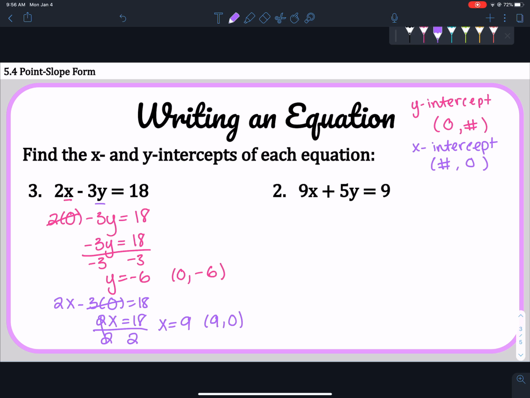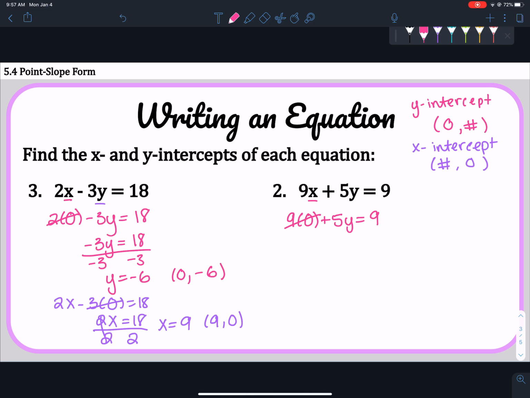So looking here, I have 9x plus 5y is equal to 9. Same thing, I'm going to plug in 0 for x and y and solve for the intercepts. So let's start with solving for y. I'm going to plug in 0 for x. So 9 times 0 plus 5y is equal to 9.